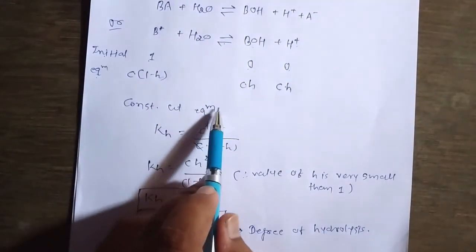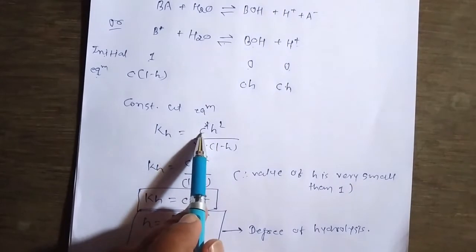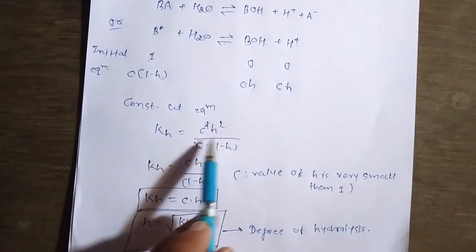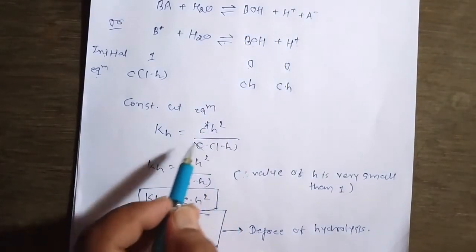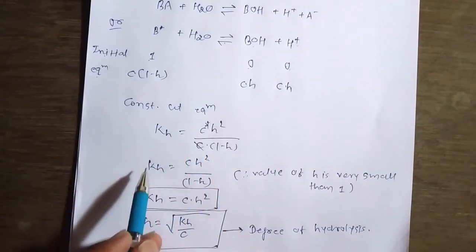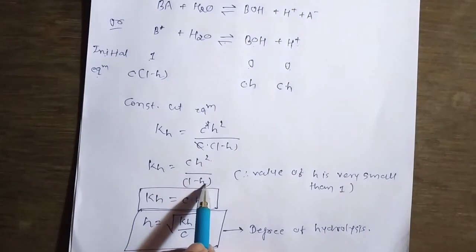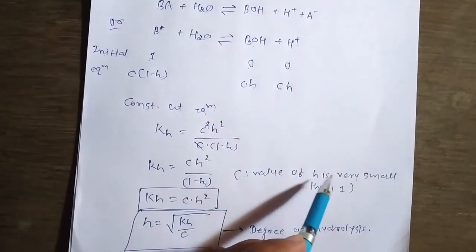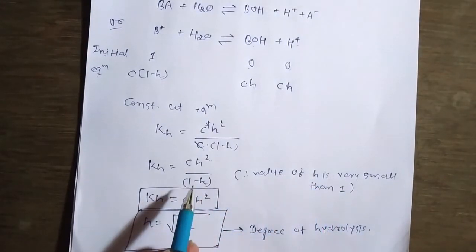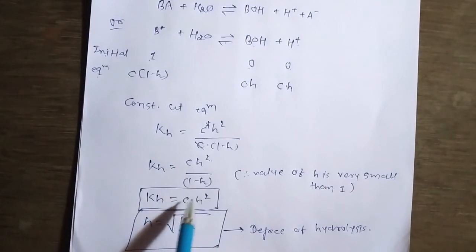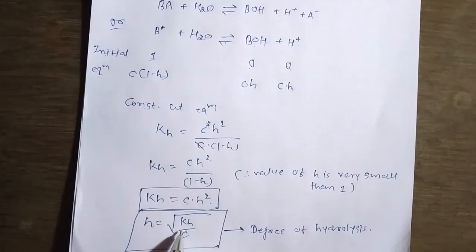The hydrolysis constant at equilibrium, Kh, is equal to C square into h square upon C into (1 minus h). Here C and C square cancel out, so Kh is equal to C into h square upon (1 minus h). Here the value of h is very small compared to 1, so Kh is equal to C into h square. So h is equal to under root Kh upon C. It is the degree of hydrolysis.